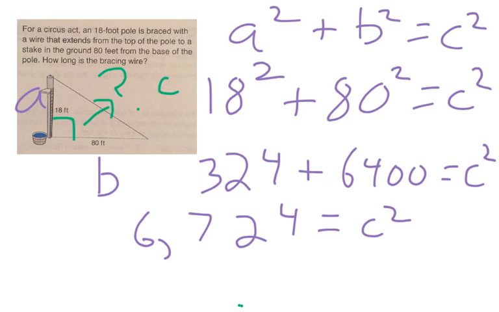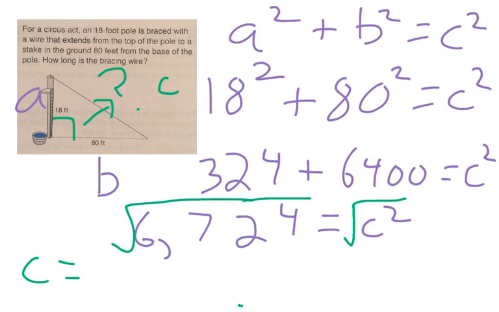Now, I figured out what C squared is, but remember, I'm not done. I need to figure out what C is all by itself. So I'm going to do the opposite of squaring, which is find the square root. So what's the square root of 6,724? 82. So, how long is that bracing wire? It is 82 feet long.